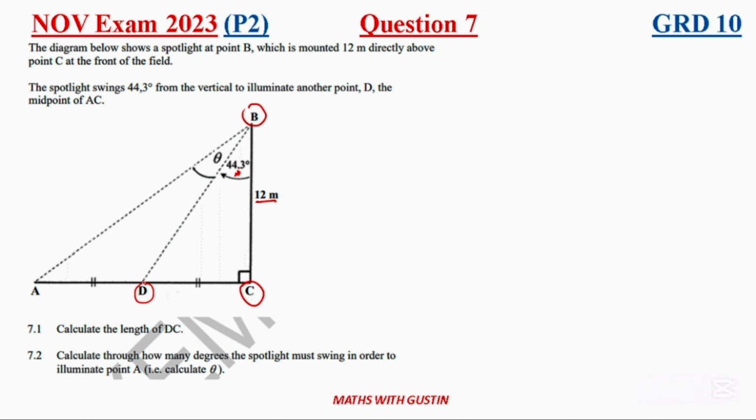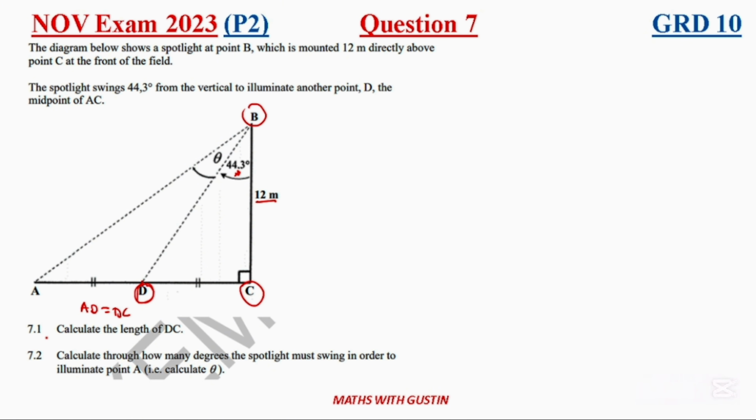So point D, it is in the middle of AC. I'm going to say it again. Point D, it is in the middle of AC. So therefore it means this side AC, therefore this means AD is equal to DC. They are equal because D is the midpoint.